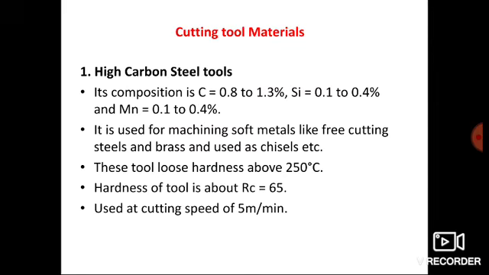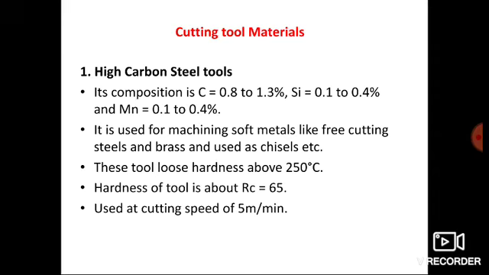The very first cutting tool material is the high carbon steel tool. Its composition is carbon 0.8 to 1.3%, silicon 0.1 to 0.4%, and manganese 0.1 to 0.4%, and the remaining will be iron. That is the composition of high carbon tool steel. It is used for machining soft metals like free cutting steel and brass, and used as a chisel. So this tool is used for cutting soft steel. You cannot cut hard material with a tool made of high carbon steel.